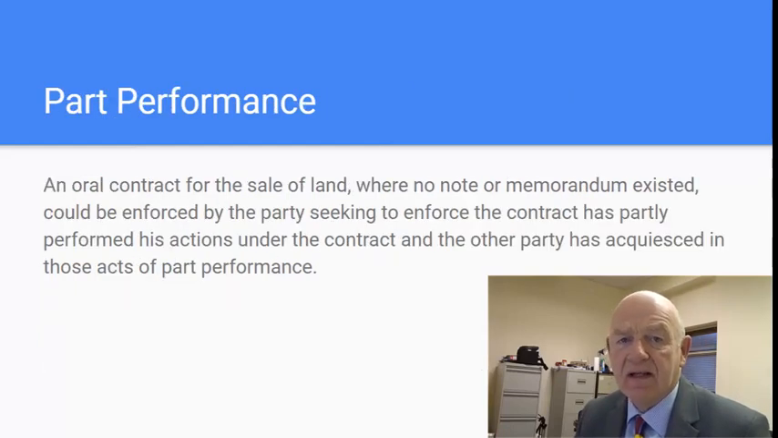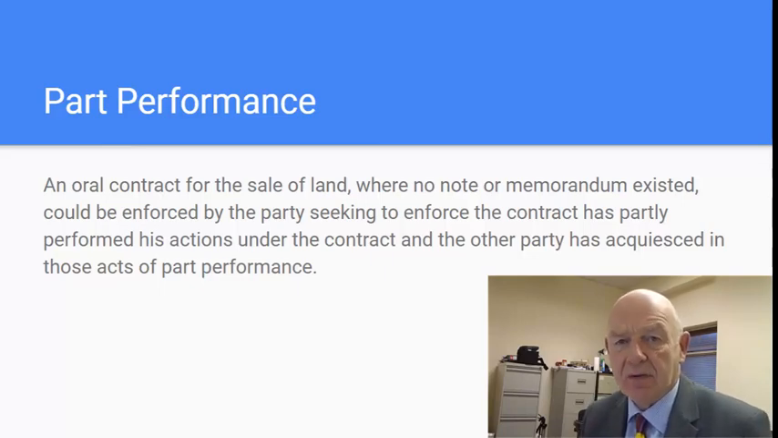Part performance is an equitable doctrine, and basically it says that if there is an oral contract for sale of land or property where no note or memorandum exists, it could actually be enforced by the party seeking to enforce the contract if that party has partly performed his actions under the contract and the other party has acquiesced or stood idly by in those acts of performance.